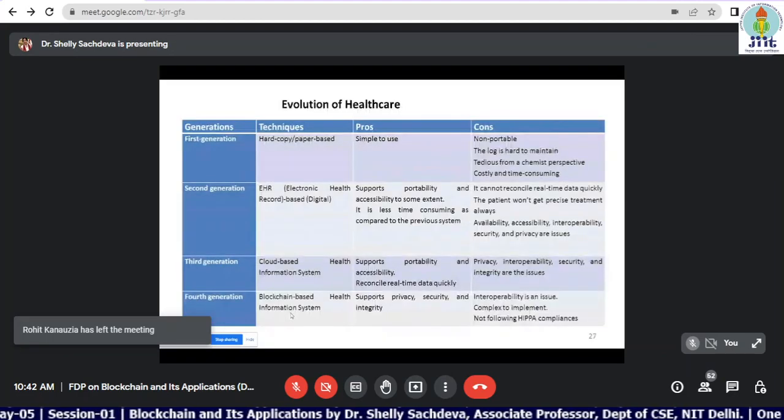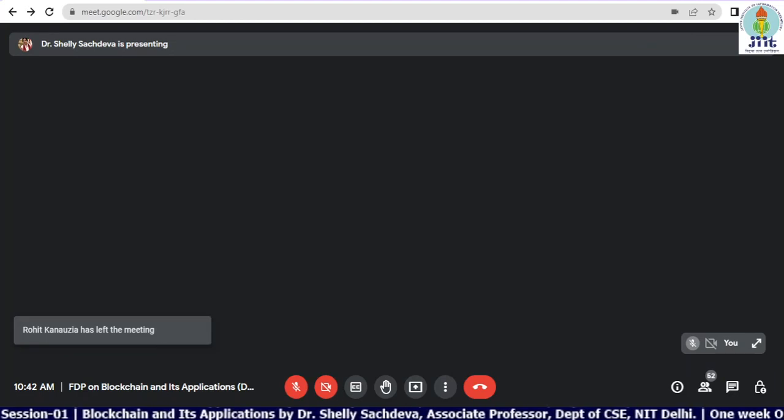Now, where should I place my blockchain enabled system? This is just an evolution, just to show you. We started with the first generation, where we were just relying on the hard copy. We moved on to the second generation, which I refer to as the digital record, and I used to call it the electronic health record. And then with the third generation, this is just my classification.